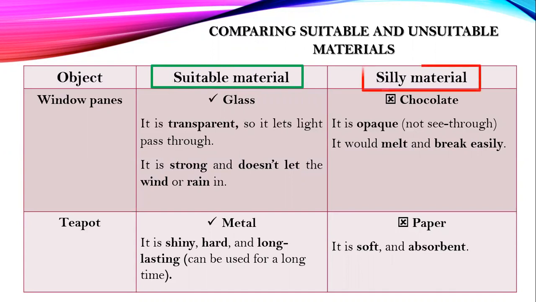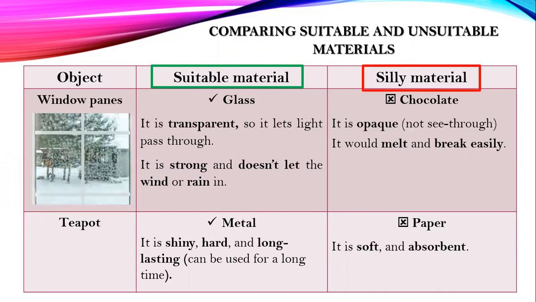What do you think? Which is the suitable material we can use to make a window pane? Please think. Which is the suitable material we can use to make a window pane? Very good. Of course, glass. Glass is the suitable material because glass is transparent, so it lets light pass through it. Also, it's strong and does not let the wind or rain in.